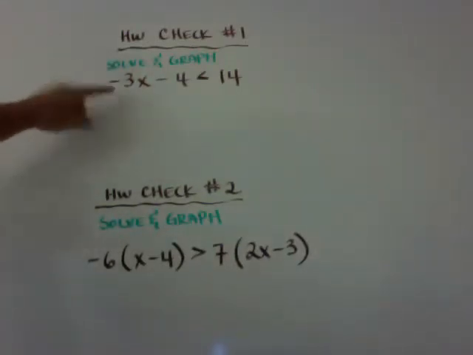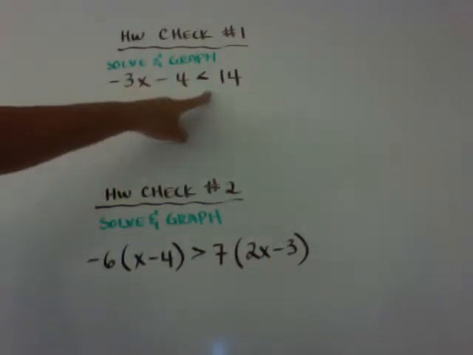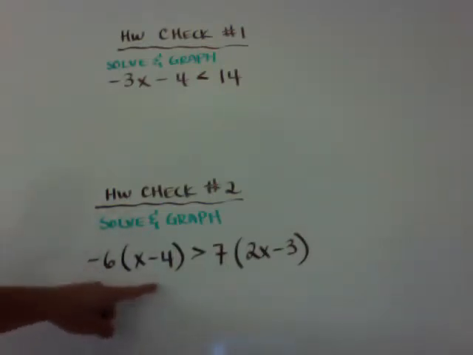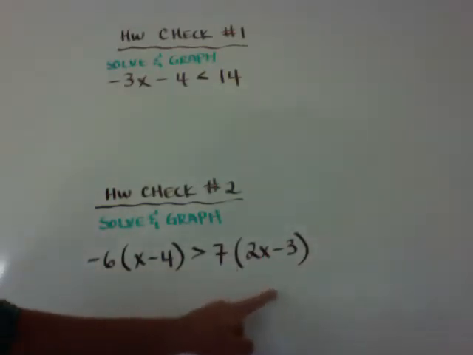Here's number 1. Negative 3x minus 4 is less than 14. Okay, and homework check number 2. Solve and graph again. Negative 6 times the quantity x minus 4 is greater than 7 times the quantity 2x minus 3.